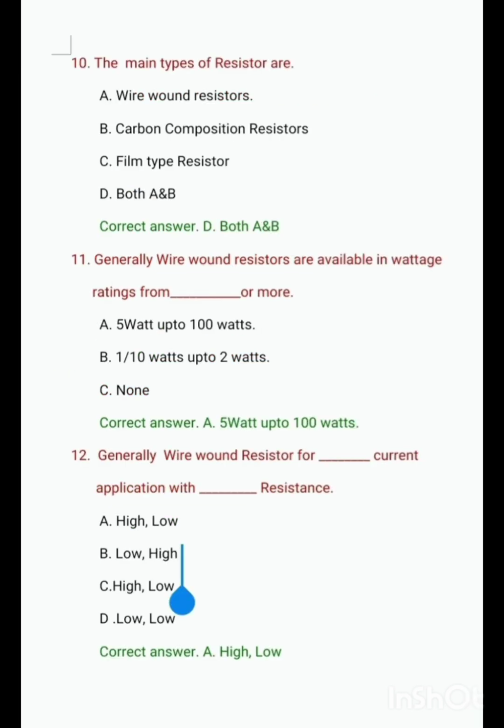10. The main types of resistor are: A. Wire wound resistors. B. Carbon composition resistors. C. Film type resistor. D. Both A and B. Correct answer: D. Both A and B.